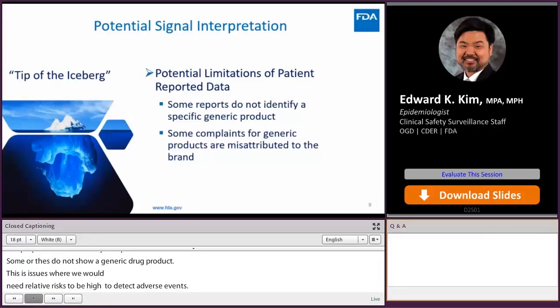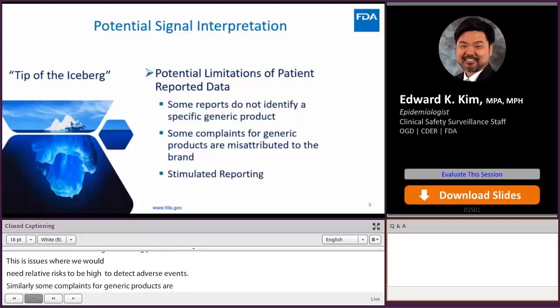So you can start to see how the data may not be fully representative of an entire population. And stimulated reporting, for example, when we see an increase in complaints about a drug after a voluntary recall or another event or an announcement, and stimulated reporting can impact a drug safety profile definition over time.